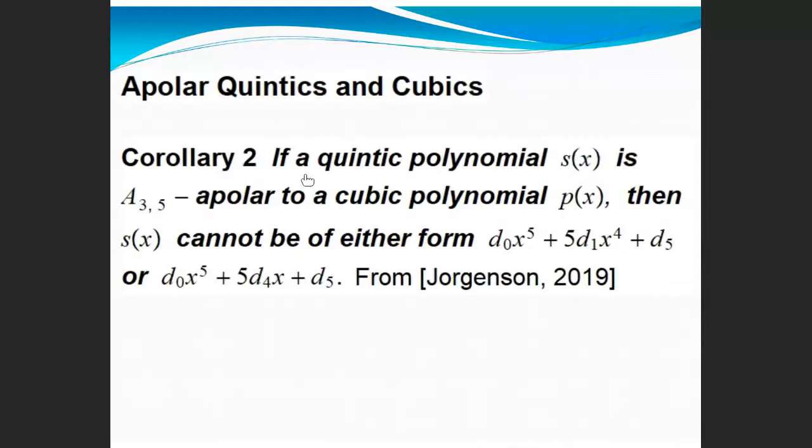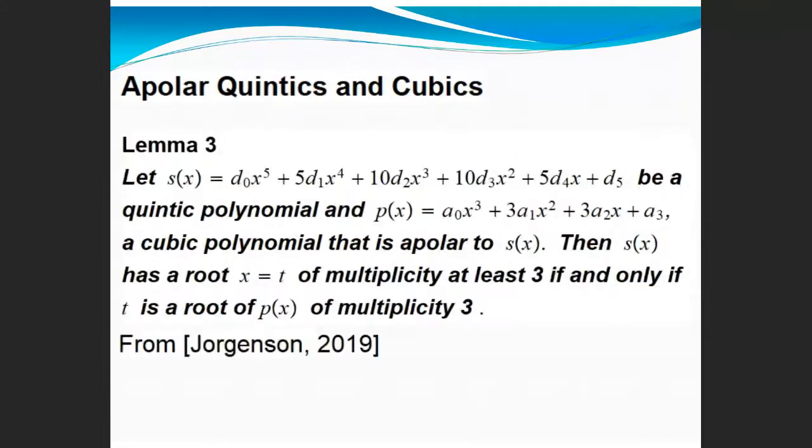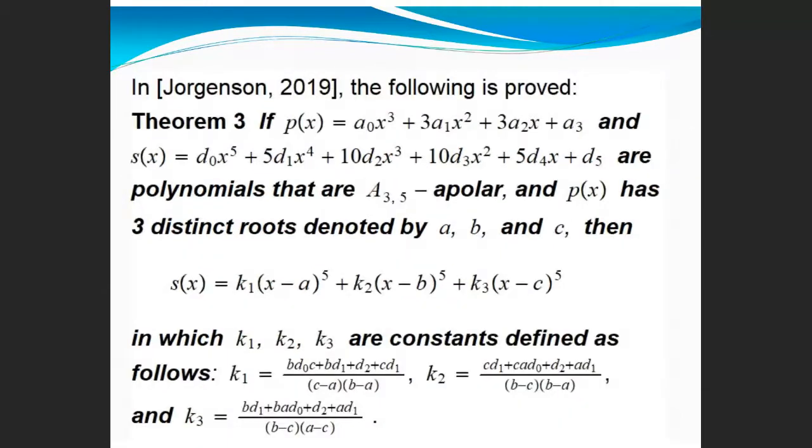Now let's look at a corollary. If a quintic polynomial S is apolar to a cubic polynomial, then S cannot be of these 2 forms. So these are forms where we have 3 consecutive powers of X with 0 coefficients that can't be, so these quintics can't be solved using apolar methods. Now let's look at a lemma though. If S is apolar to a cubic, then S will have a root of multiplicity 3 at T if and only if the cubic also has a root at T of multiplicity 3. And then that can be used to solve the theorem.